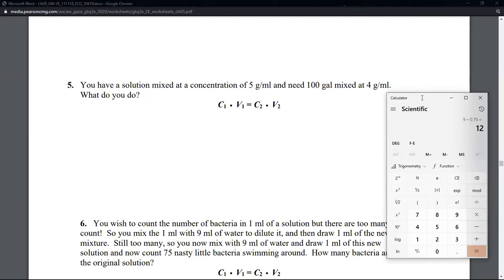And you need 100 gallons mixed at 4 grams per milliliter. Not only does this question not say, what thing are you finding? It asks you a true quantitative question. What do you do? Huh? What do you do? What are you talking about? Let's ignore the question for a second and let's just try and solve the problem.